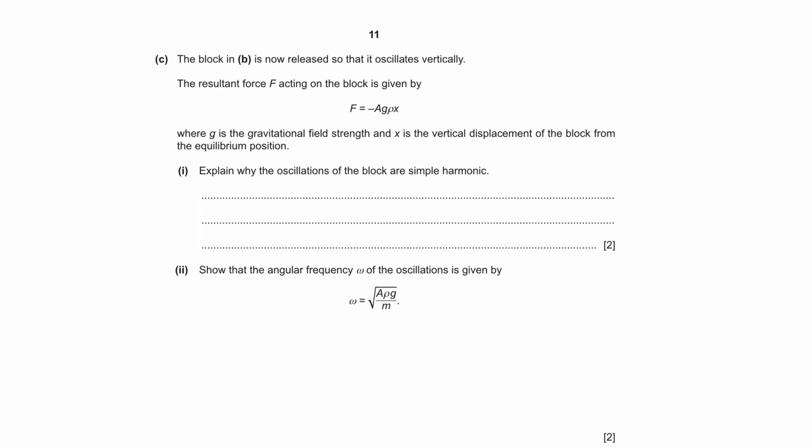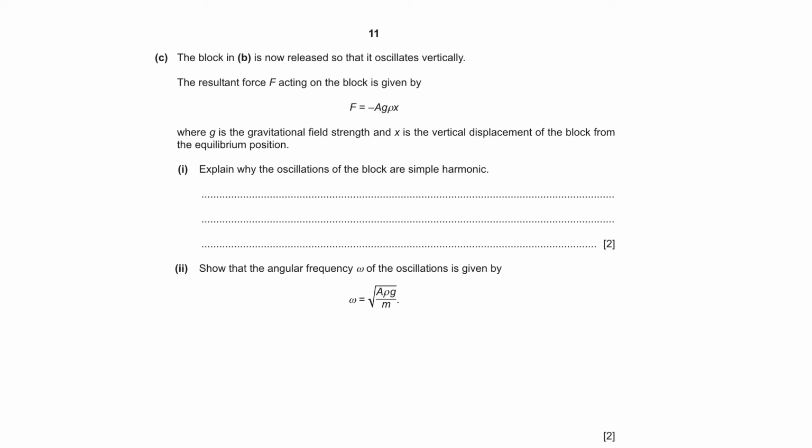Part C says the block in B is now released so that it oscillates vertically. The resultant force acting on the block is given by F is equal to minus A g rho x, where g is the gravitational field strength, x is the vertical displacement of the block from the equilibrium position. Explain why the oscillations of the block are simple harmonic.